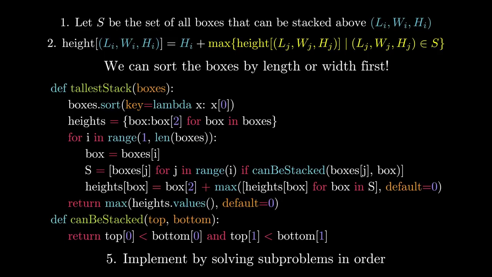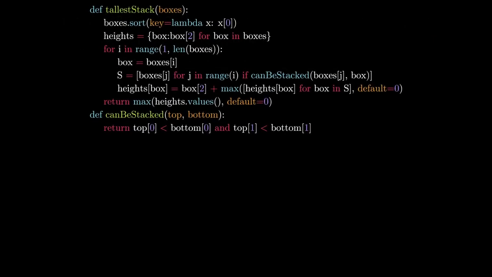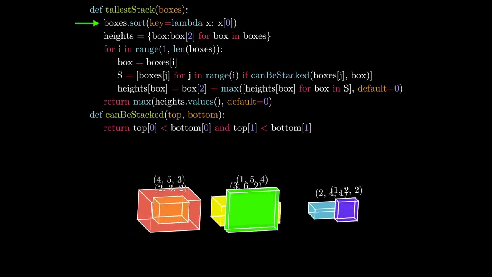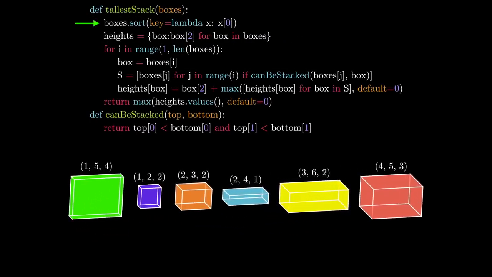The code for this problem has a lot of parts, so it's worth breaking it down to see how it really works. Given the example of boxes we've already seen many times, we first sort the boxes by the length, giving us the following order. We then define the dictionary mapping boxes to heights, which are currently set to each box's own height.